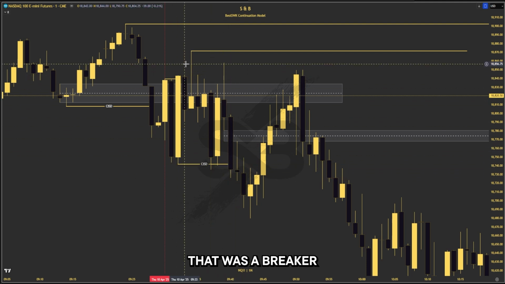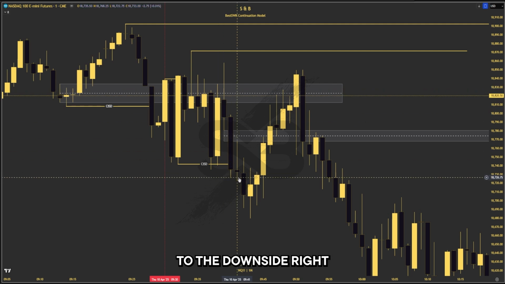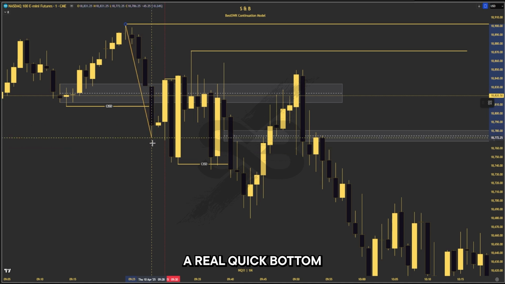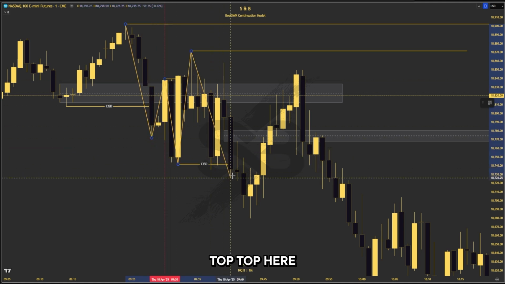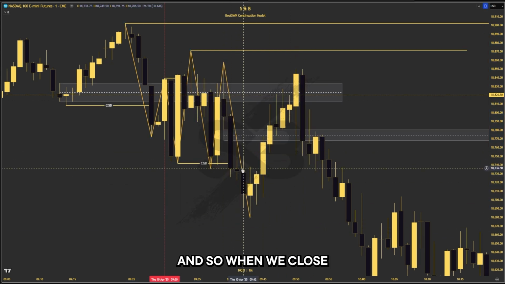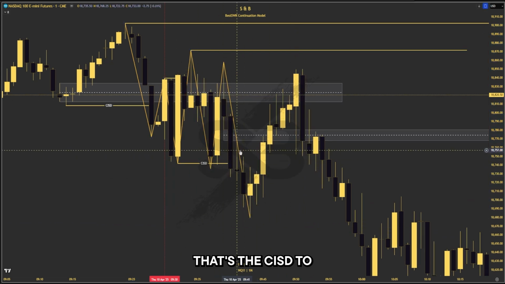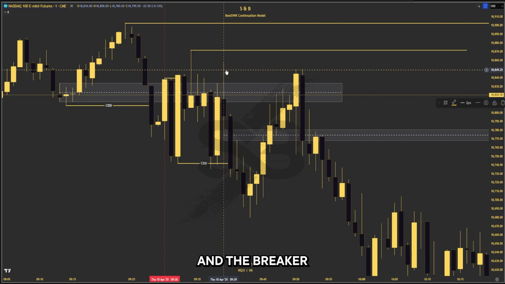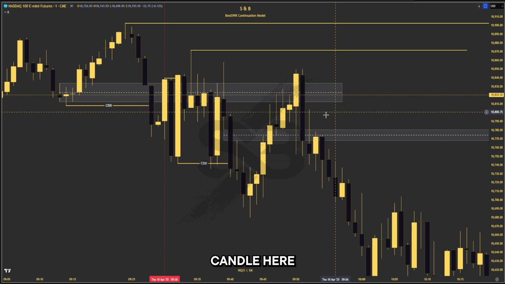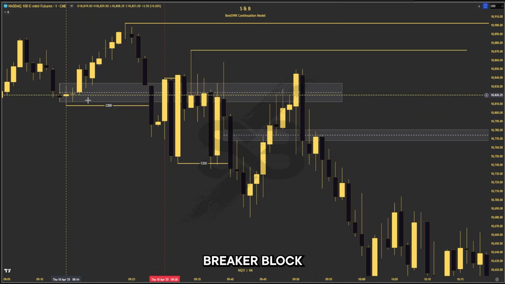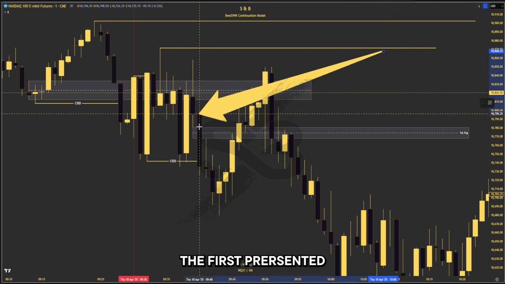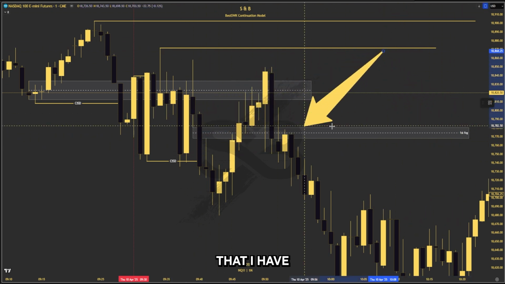And sure enough, we get pushed to the downside with a change in state of delivery, because now this low here, that was a breaker to the upside, becomes a breaker to the downside, right? And so if we draw that out, let's do it real quick. Top, bottom, top here. Sure, yep, like that, like so. And so when we close below here, that's the change in state of delivery to the downside. And the breaker block for this play would become this big candle here. So we have this breaker block, we have the bigger breaker block, but most importantly, we have the first percentage fair value gap that I have highlighted here.